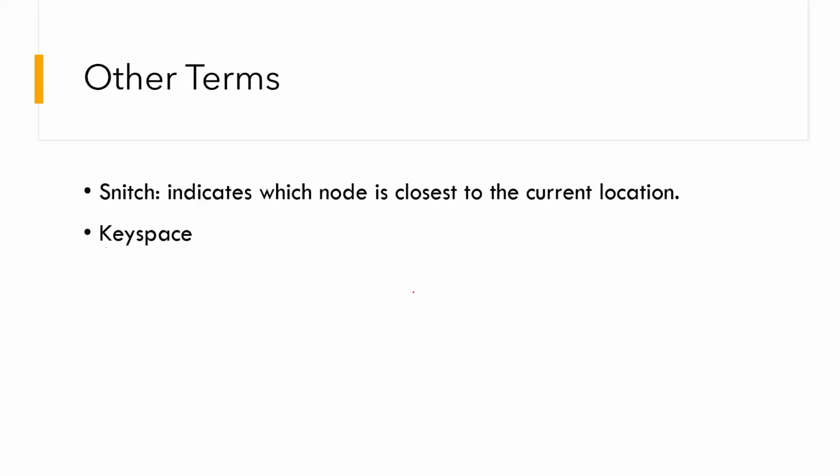There are a few other terms like snitch, which I didn't dive deep into. Snitch is about your network topology. It allows Cassandra to spread the replicas around your cluster to avoid any correlated failures. Keyspace we already covered. That's nothing but a database. So yeah, I think I'm done with my session. Any questions?